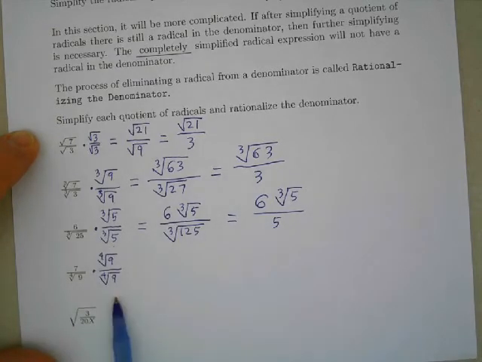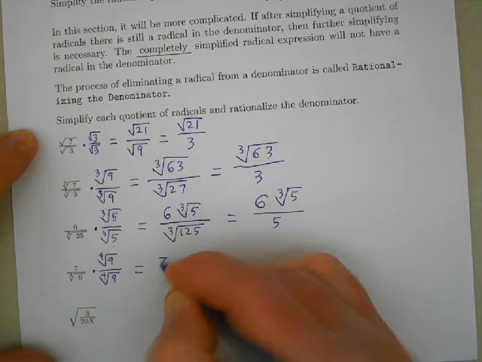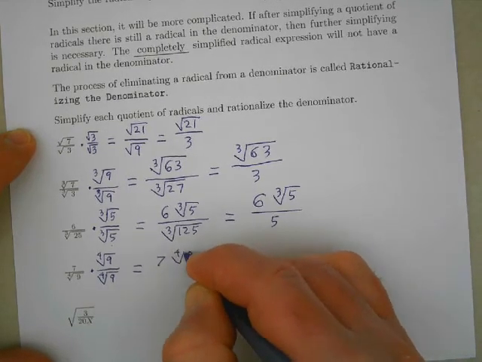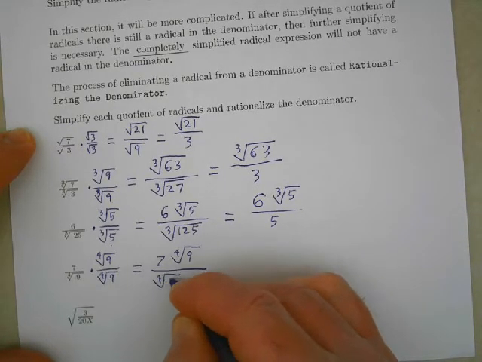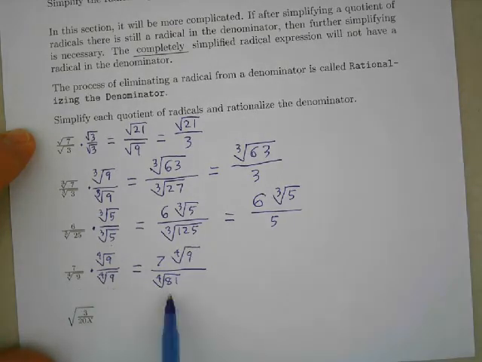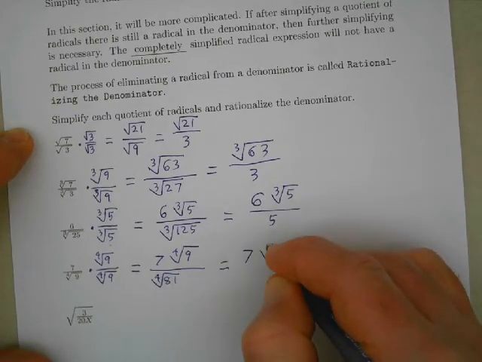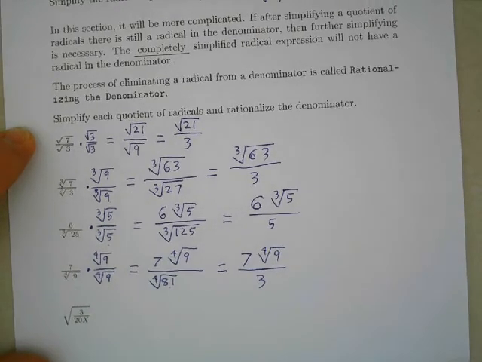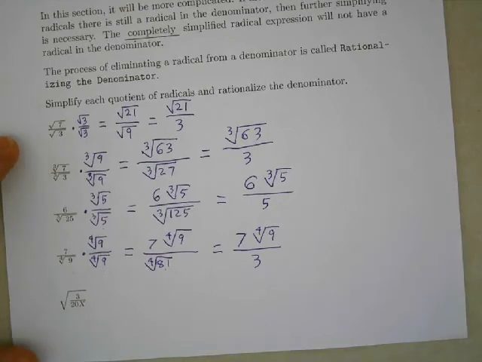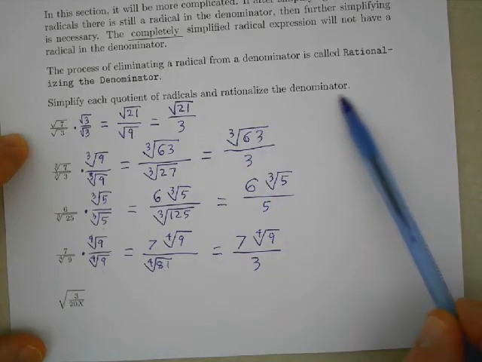Once again, we're just multiplying by 1, so we're not changing the value of a number if we multiply it by 1. In the numerator, we're going to get 7 times the 4th root of 9. And in the denominator, we're going to get the 4th root of 81, because 9 times 9 is 81. And then the numerator is already as simplified as it can be, 7 times the 4th root of 9. And the denominator, the 4th root of 81, is 3, because 3 to the 4th power is 81. Now we have a rational number in the denominator. We succeeded in rationalizing the denominator.